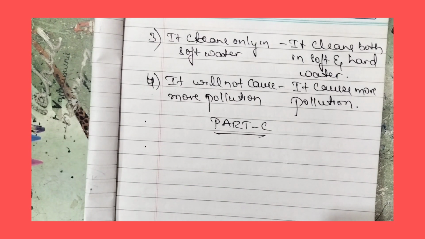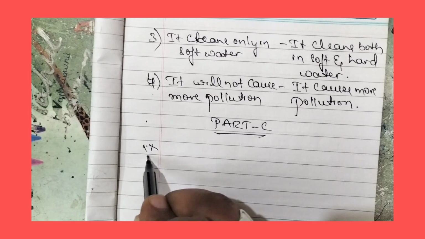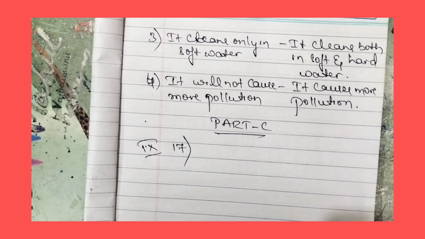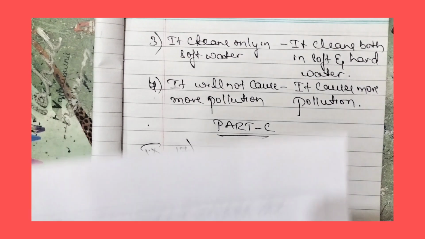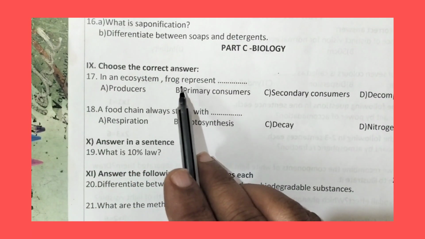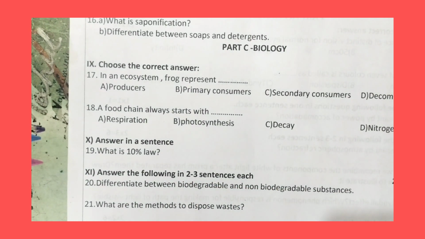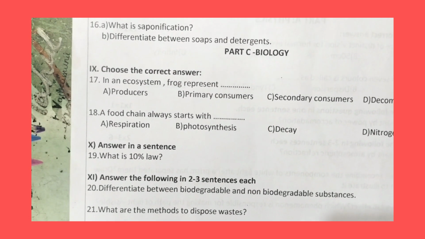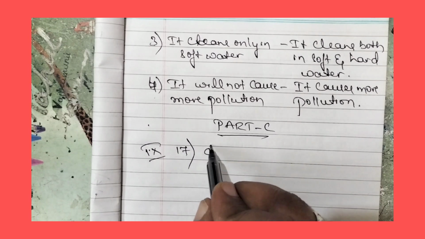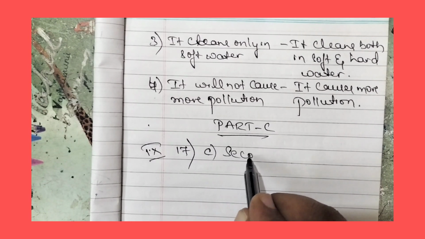Now let us move to part C, biology, that is 9th main, 17th question. In an ecosystem, frog represents producers, primary consumer, secondary consumer or decomposer. Producer will always be a plant. Grass is a producer, grasshopper is a primary consumer, and frog is a secondary consumer. So for the 17th, option C, secondary consumer.